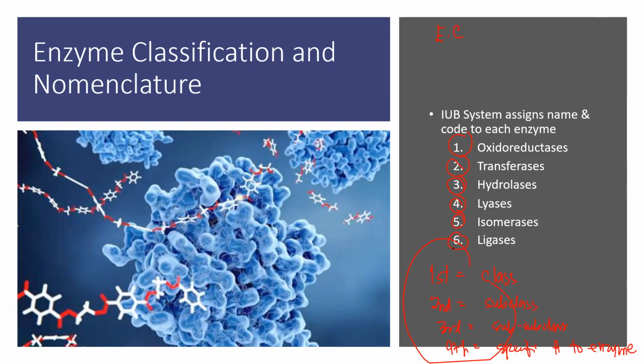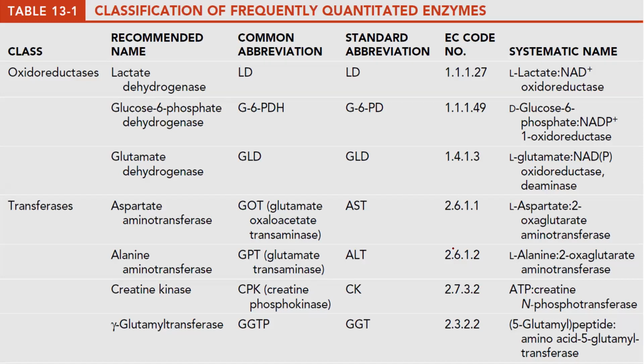Okay? In our book, Table 13-1, we have the summary of enzymes, or examples rather. Examples of enzymes, no? The class that pertains to the first digit: oxidoreductases is 1, transferases is 2. Okay? So under oxidoreductases, we have lactate dehydrogenase, glucose 6-phosphate dehydrogenase, glutamate dehydrogenase. Common abbreviation LD, or most commonly known as LDH. G6PD or G6PDH. Okay? Saan nanggaling yung DH? Dehydrogenase. Di ba?